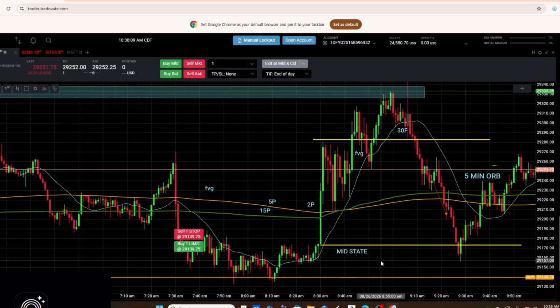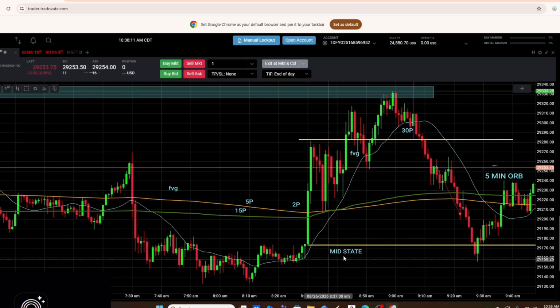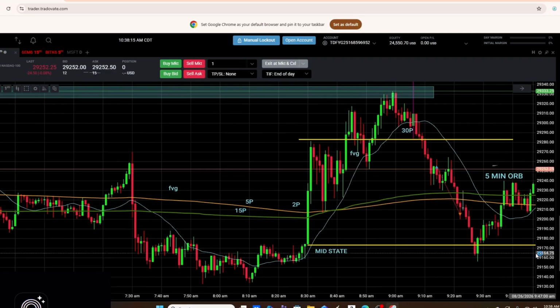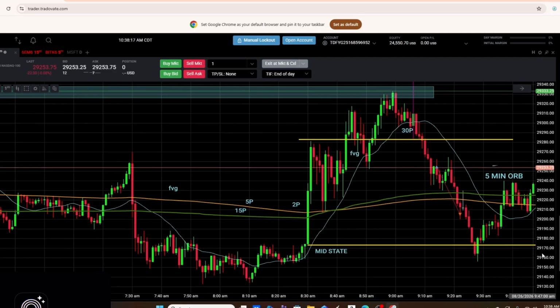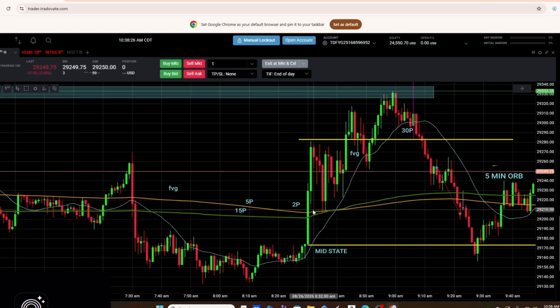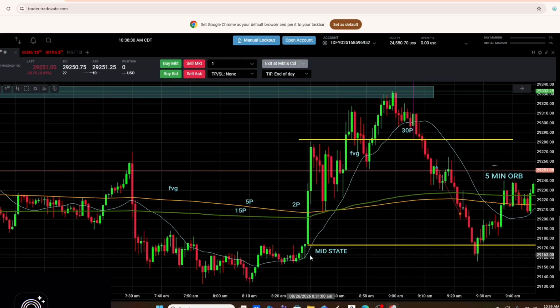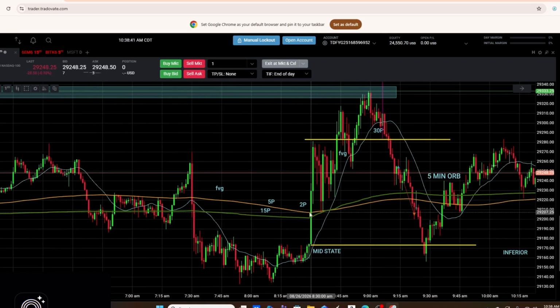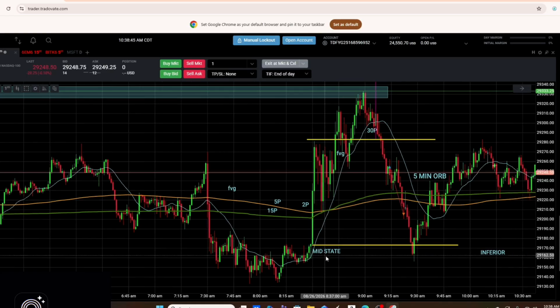When price opened this morning, it opened in what we call a mid-state. Price was around 29,170 at open, right? This orange line is the 200 SMA, which you see is around 29,210, let's say. So price was about 50 points from the 200 SMA. Okay. So price was in a mid state.